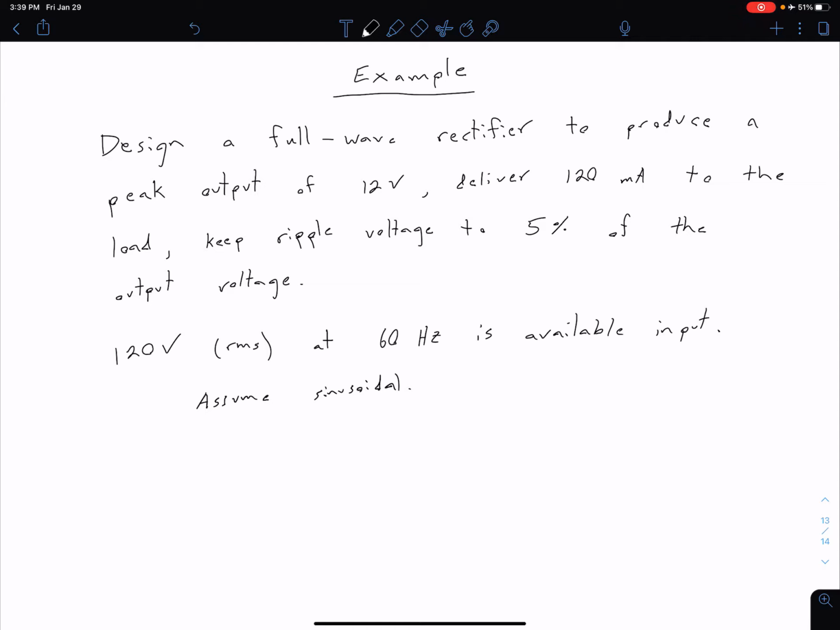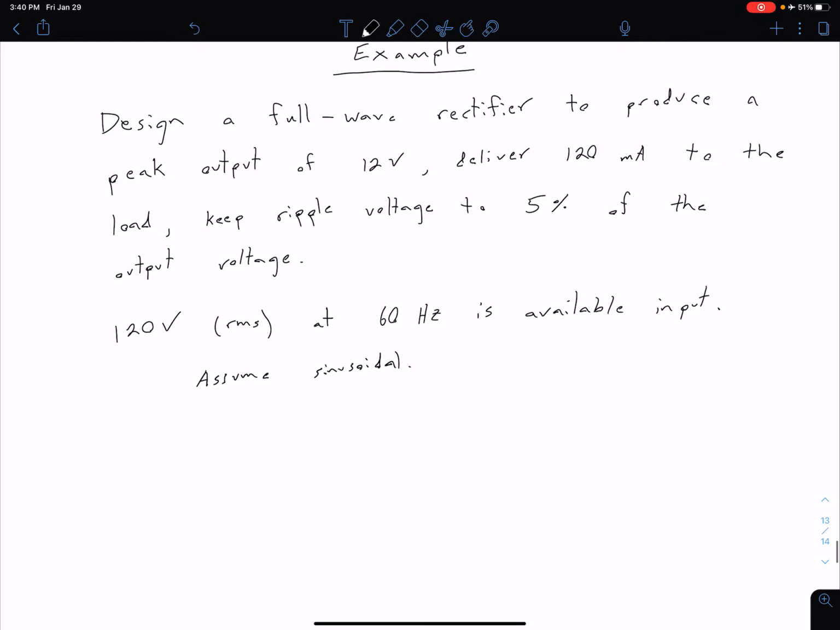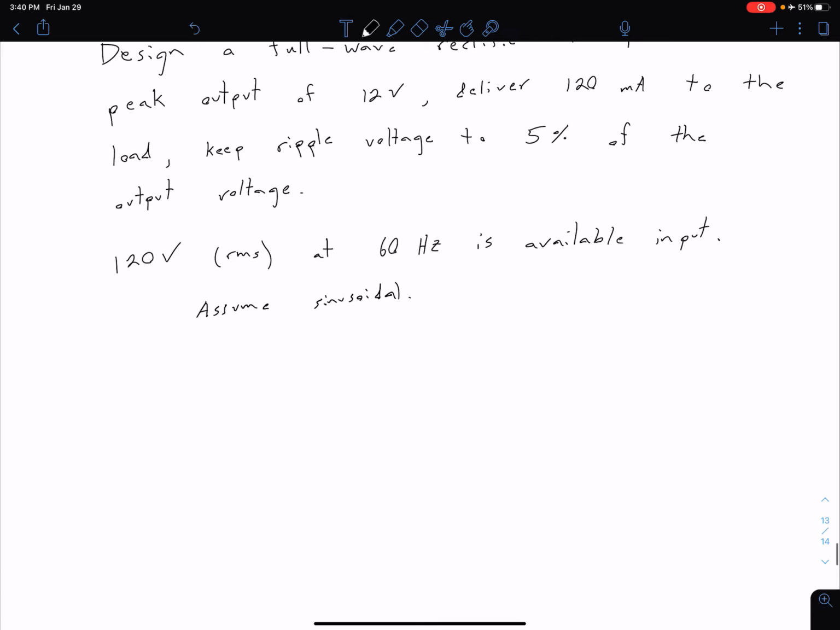So we have several things we need to determine. First of all, we need to determine which type of full wave rectifier we want to use. Remember we talked about two different types, center tapped versus full bridge rectifier. I'm going to choose to use a bridge rectifier here, but we could also use a center tap transformer rectifier if we wanted to go that route.